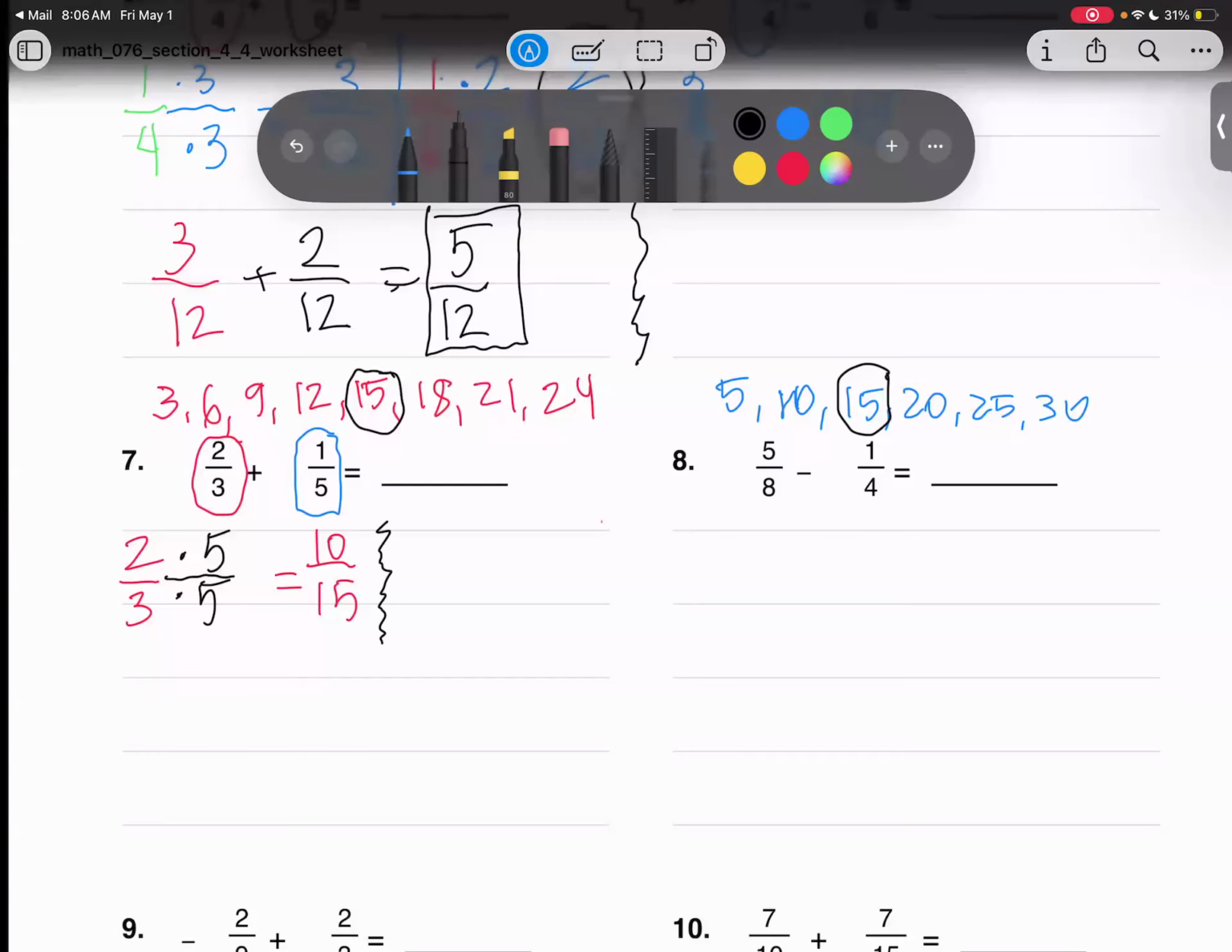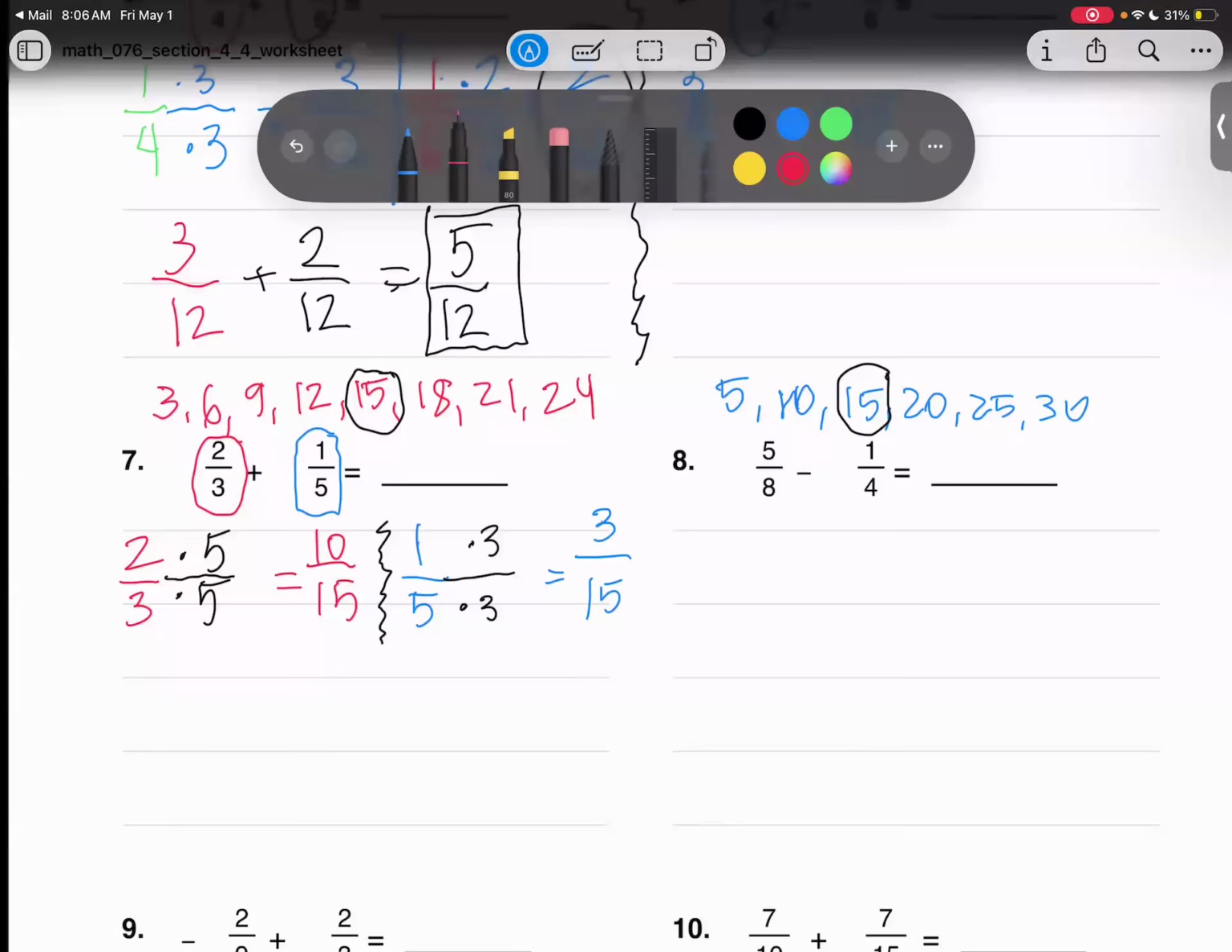And then my second fraction, 1/5. I have to multiply this. I'm trying to get to 15. So I have to ask myself, well, what do I need to multiply by? And I multiply 5 by 3. So I'm multiplying numerator and denominator by 3. So I get 3/15. And now I'm going to add these together.